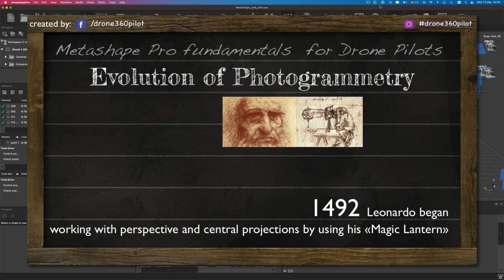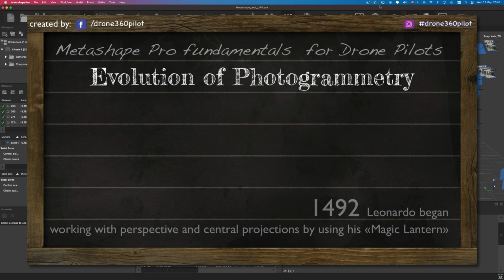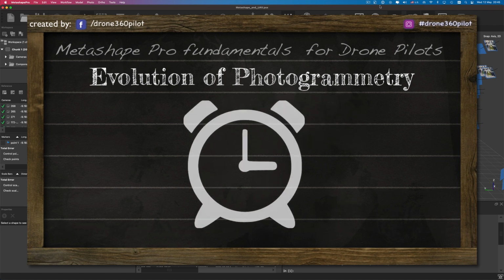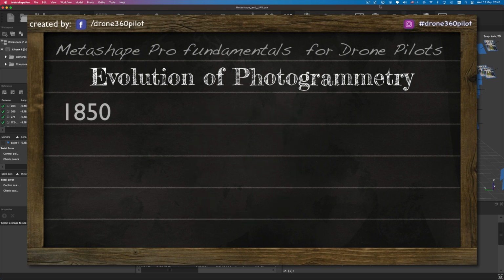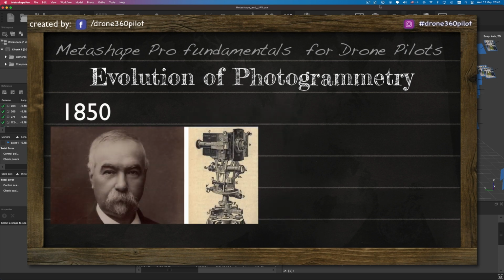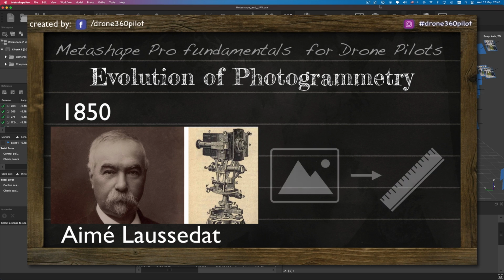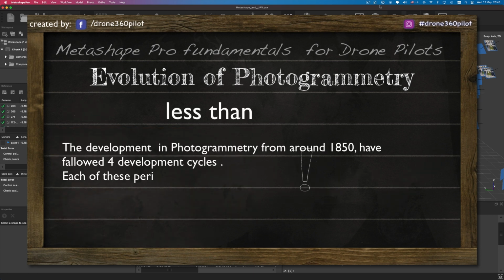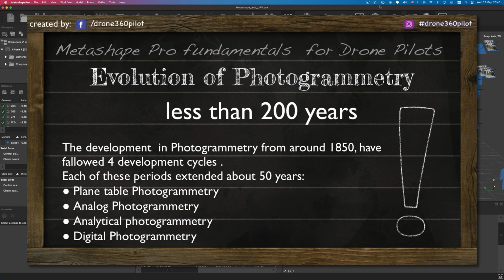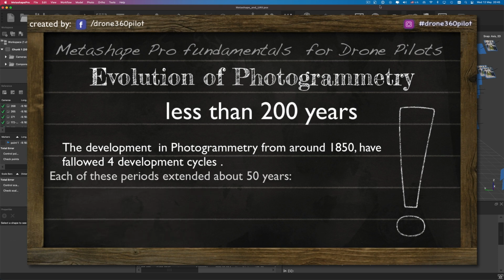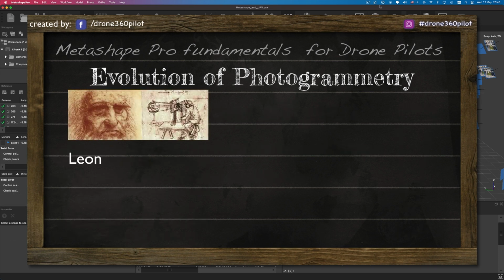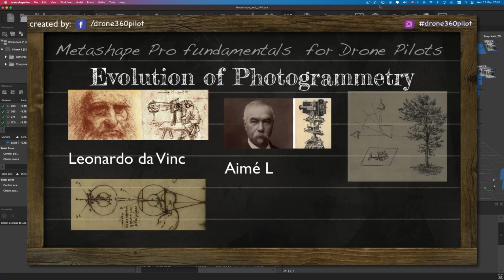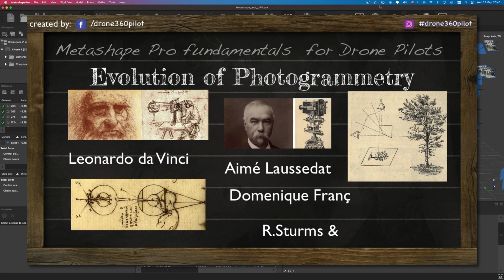So, a few centuries later, another person took his time to develop Leonardo's ideas further. Well, it was in 1850 when French scientist Aimé Laussedat, who was a well-known astronomer and cartographer, made the first attempt to use photographs for measuring purposes. Now we know that the first real result of using photogrammetry was recorded less than 200 years ago. So we can say that photogrammetry is kind of a modern science, with big names behind it.